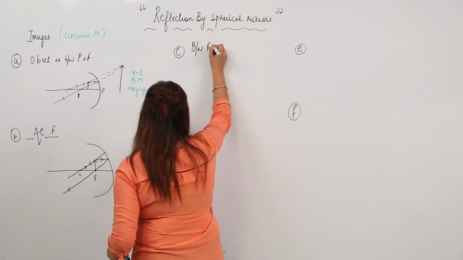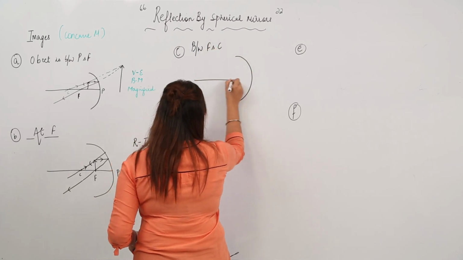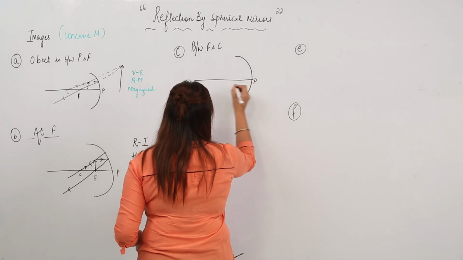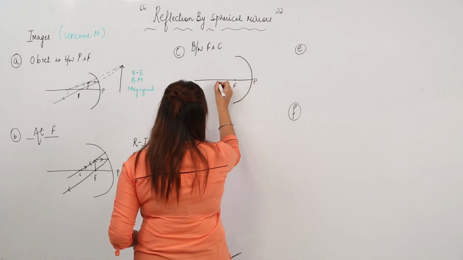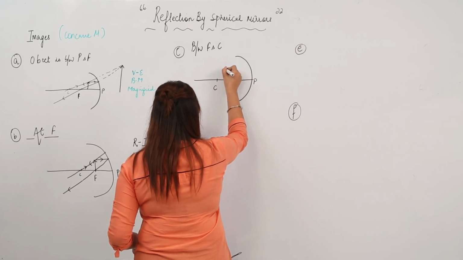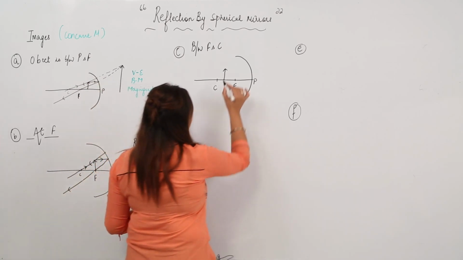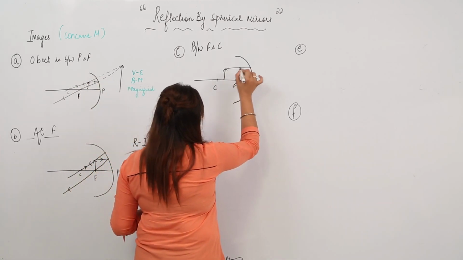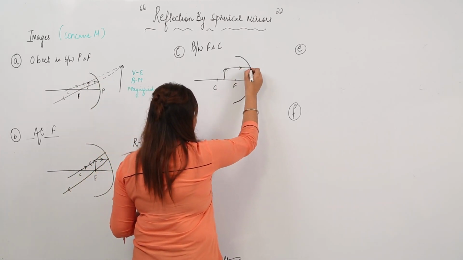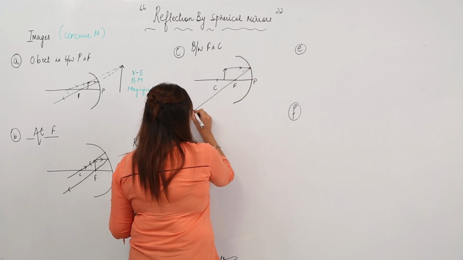Now the object is between F and C. So this is a concave mirror, this is again the pole, this is the focus, and double of this is C. So my object is between F and C. Again I have to consider two rules. I am considering a ray coming parallel to the principal axis. After reflection it passes through the focus.